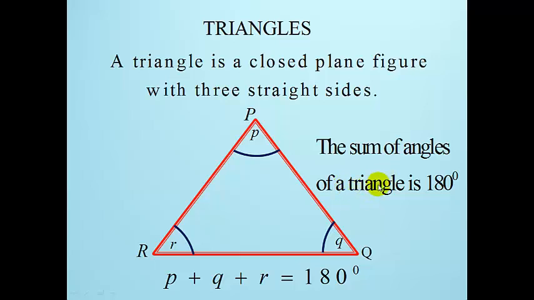The sum of angles of a triangle is 180 degrees. That is, when we sum the interior angles of a triangle it is equal to 180 degrees. And the interior angles are angles within the triangle, that is inside the triangle. And we have 3 angles, that is P, R, and Q. Now the sum of the angles of a triangle is equal to 180 degrees. And therefore P plus Q plus R equals 180 degrees.